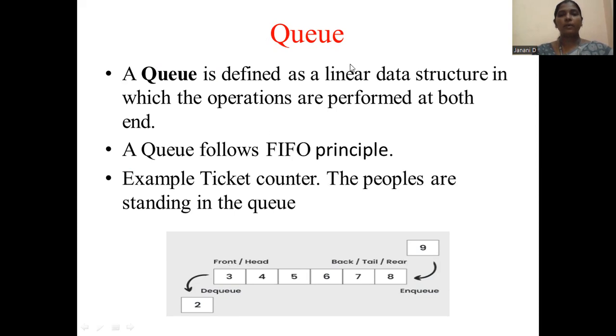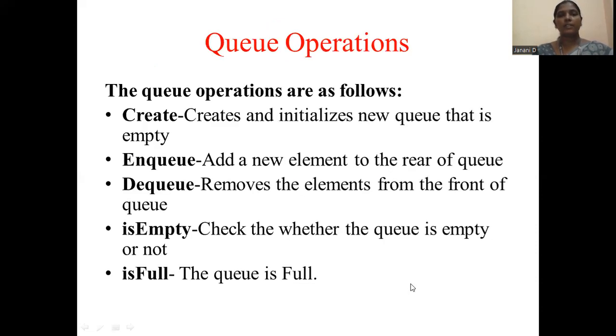An example for a queue is a ticket counter. At a ticket counter, the people are standing in a queue, so it follows the first in, first out principle. The data elements will be entered in the queue. Insertion will be performed at the rear end and deletion will be performed at the front end. The front end is DQ, which is deletion, and the rear end is NQ, which is insertion.